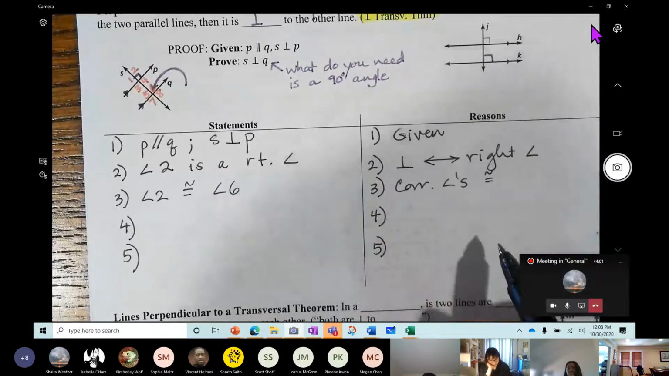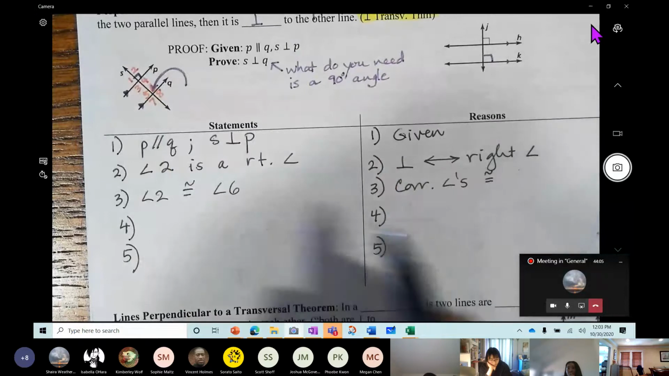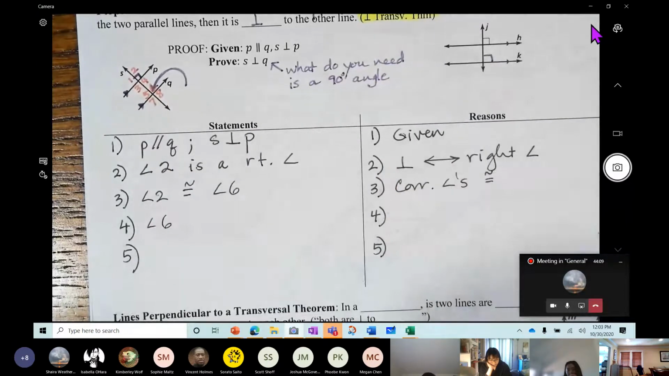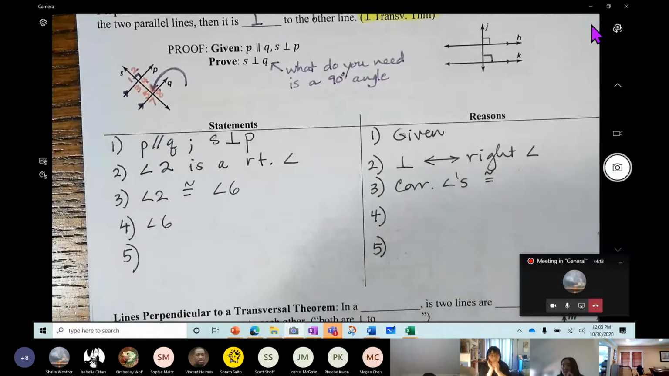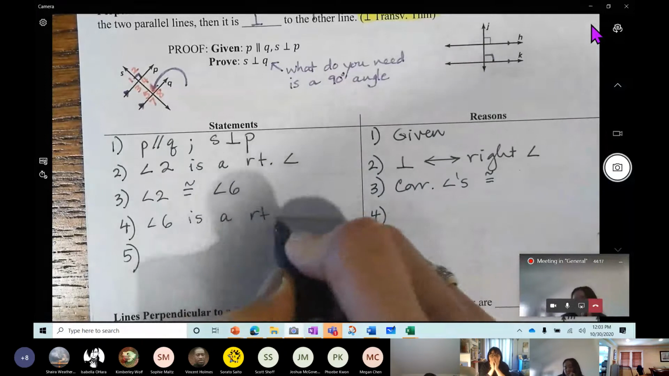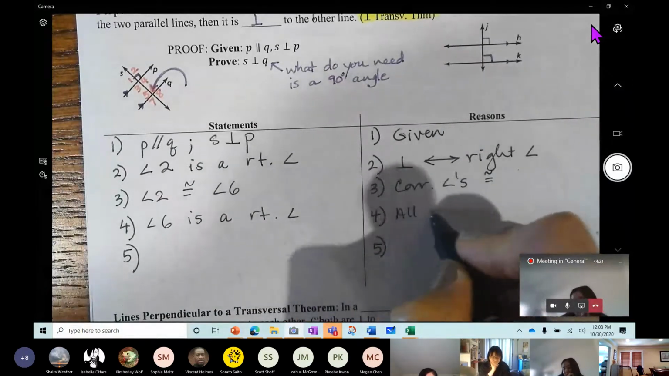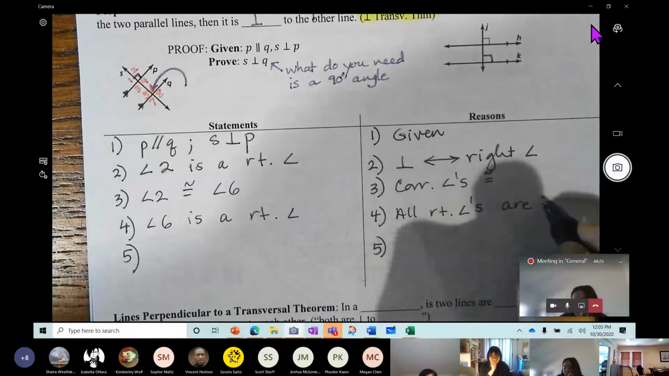So now I have 2 congruent to 6. And so what does that mean about 6 if 2 is a right angle? Kate, fill this in. 6 is what? 6 is a right angle. Yep. And that is that all right angles are congruent.